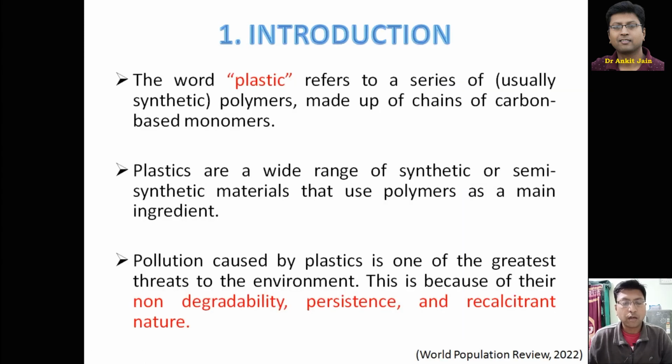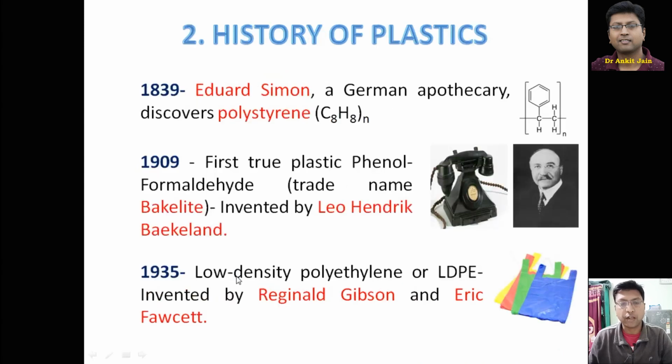We can't imagine our life without plastic. Everywhere we are using different types of plastics in different situations, like packaging material. Why is plastic used? Because it has a wide variety of plasticity, and it is basically non-degradable and persistent, and the pollution is caused just because of its recalcitrant nature.